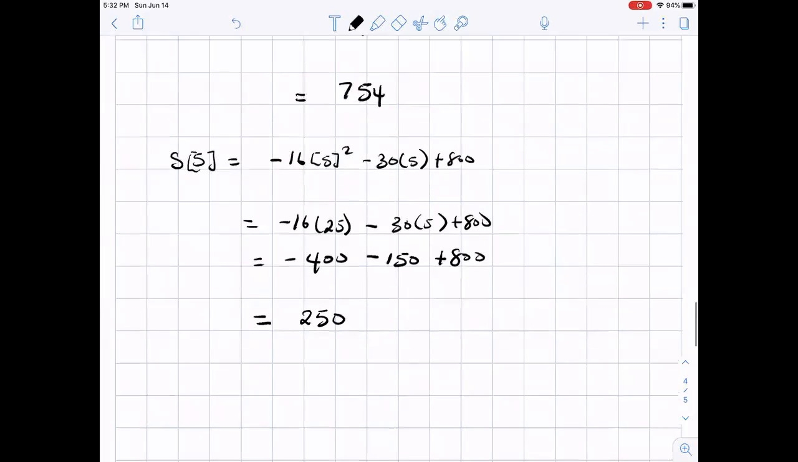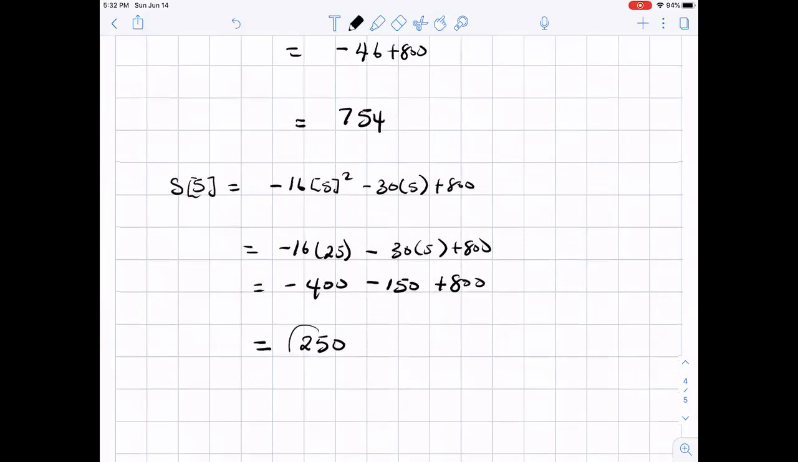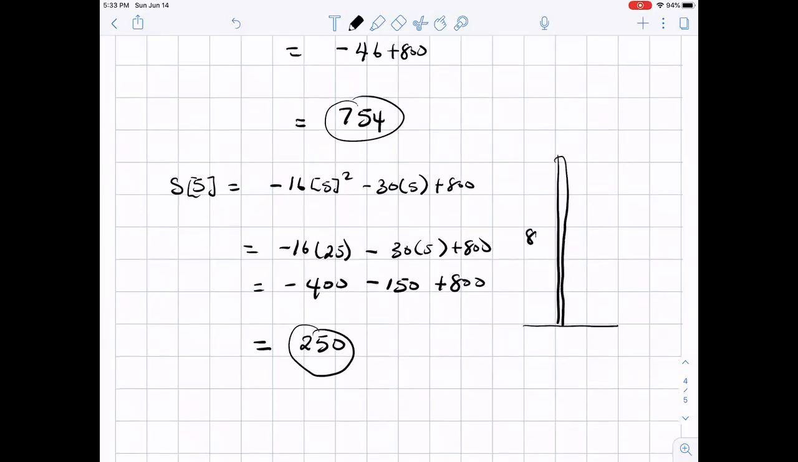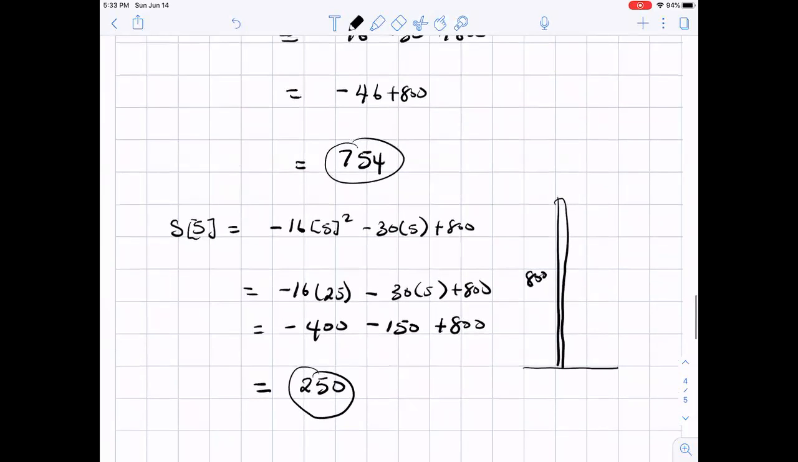And it makes sense, right? Notice that the distance has decreased, because remember, you're on top of the building, right? Here is your building. The building is 800 feet. After 1 second, that ball has dropped. At t equal 1, the height is 754. At 5 seconds, when t is 5, now s is equal to 250.